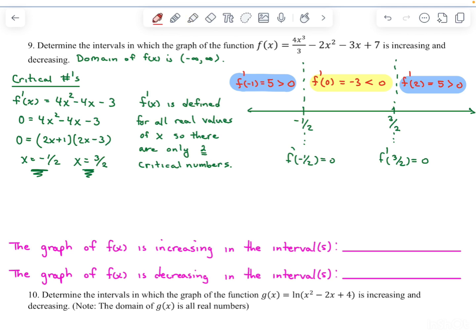So the graph of f of x is increasing in the intervals negative infinity to negative half and 3 halves to infinity. The graph of f of x is decreasing in the interval negative 1 half to 3 halves. And we are done.